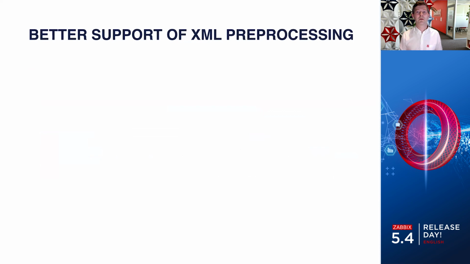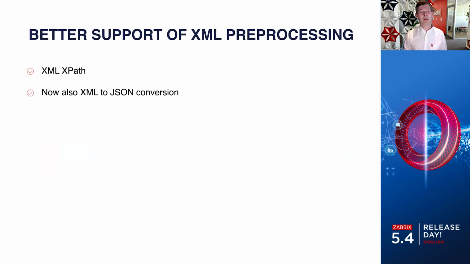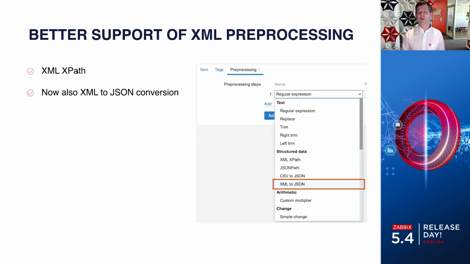Better support of XML preprocessing. Of course, we supported XML XPath for years, but now we decided to introduce another conversion, basically a native conversion from XML to JSON format. Since most of the work we do in Zabbix is JSON based, I believe it's a very nice way to work with XML data. First, you just convert your XML document to JSON as, for example, the first preprocessing step, and then you work with this data as with a JSON document.